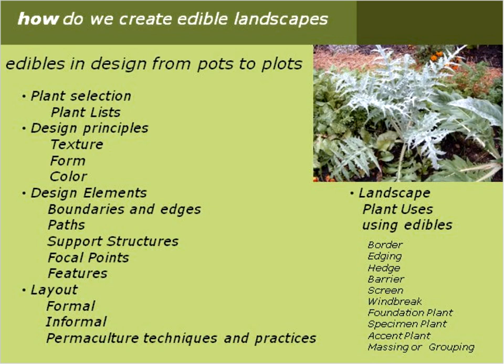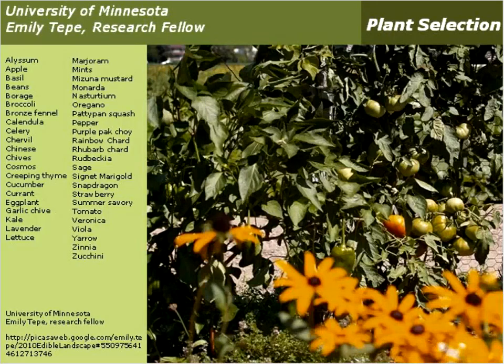Just rushing through so I can cover everything and give some time for questions. Our final section here on how we create edible landscapes, we're going to quickly go through plant selection, which I know y'all are experts at, design principles, design elements, just a little bit about layout, and just thinking about landscape plant uses, not just using ornamentals, but replacing some of those ideas with edibles, like for borders, hedging, barriers, screens, windbreaks, foundation plantings, massing or groupings. These are the elements that we use in defining landscapes.